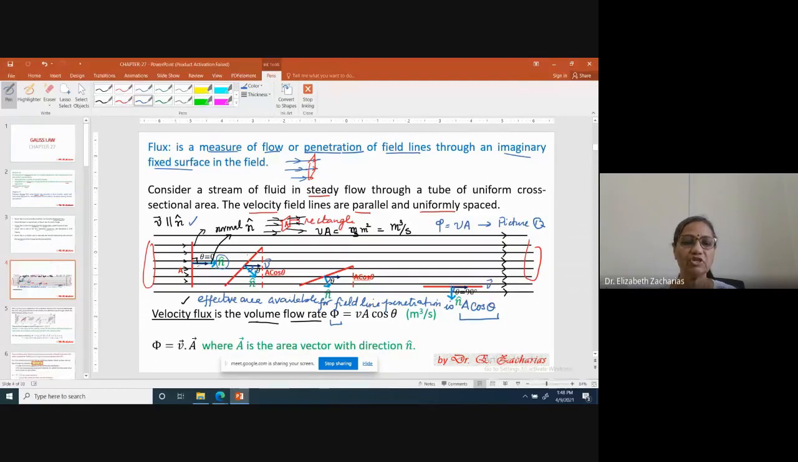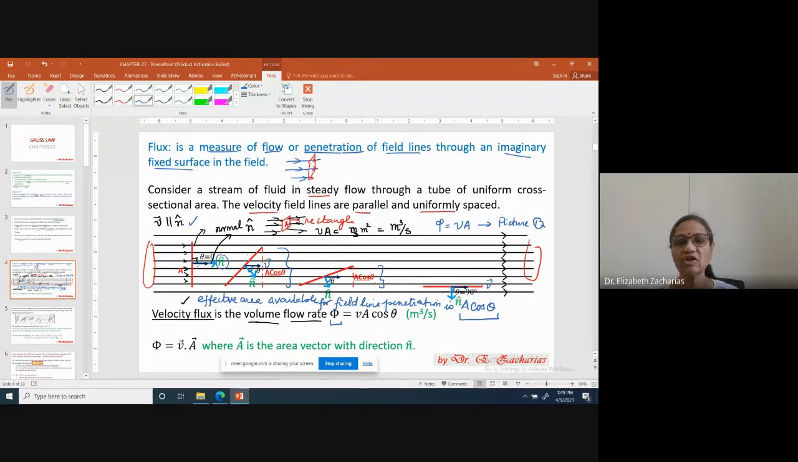Look at the first picture. In the first picture, if theta is 0, cos 0 is 1, so the entire area is available. In the second picture, you see A cos theta. A cos theta is just this height, of course, the width you have to take. So A cos theta. Now look at the third picture. A cos theta further falls. In the last picture, A cos theta is 0 because cos 90 is 0, or no area is available.